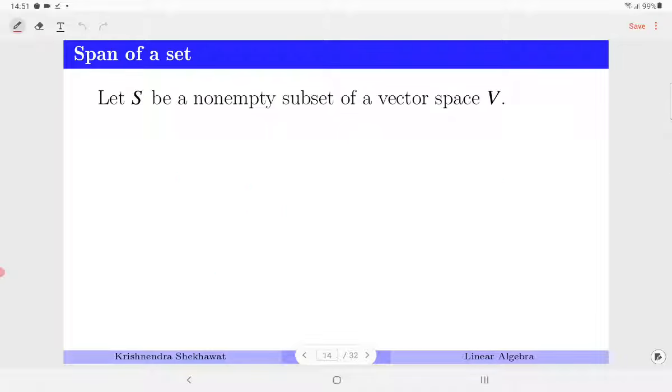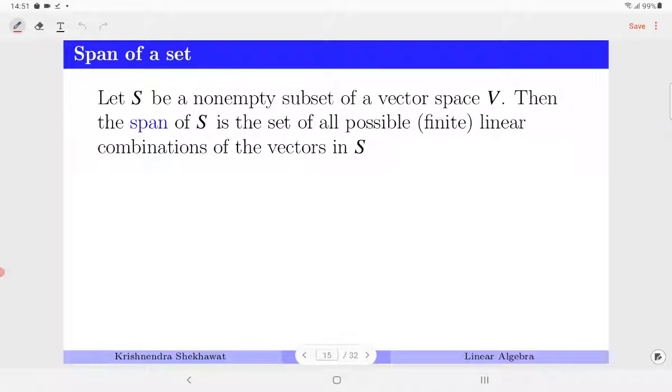So now let's define the span of a set. Consider that S is a non-empty subset of a vector space V. Then the span of S is the set of all possible linear combinations of the vectors in S. All possible linear combinations. The vectors in V are fixed, so to compute all possible linear combinations, you need to consider all possible values of the scalars.